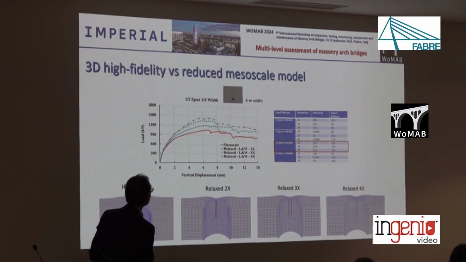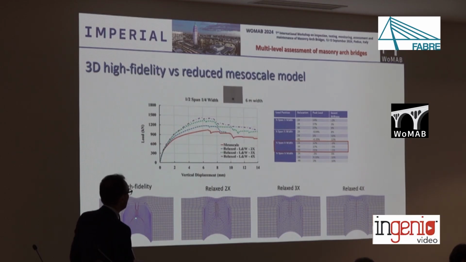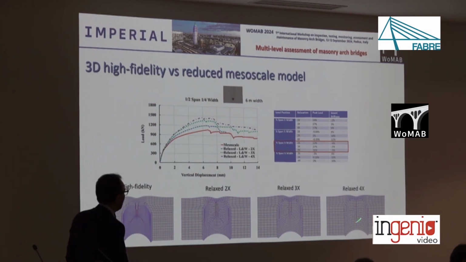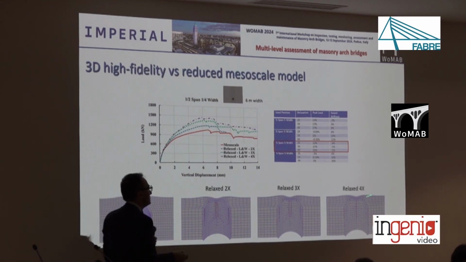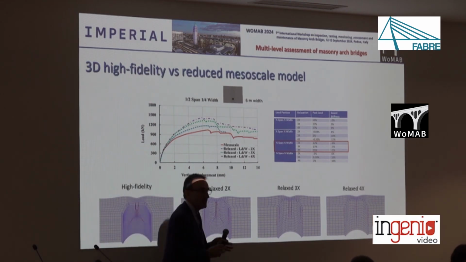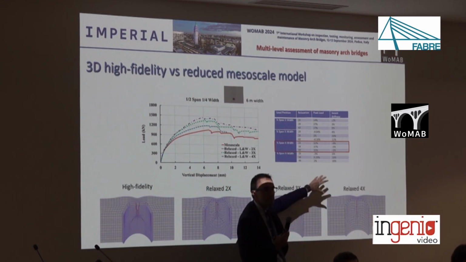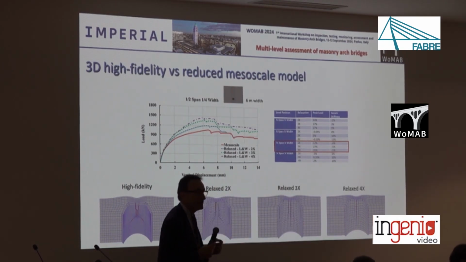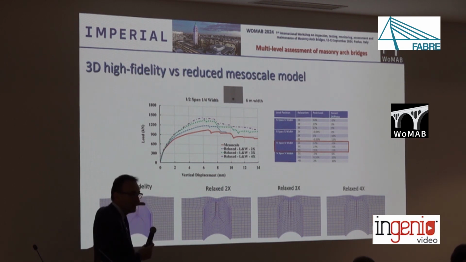On the other hand, moving the load position, we get a not so accurate prediction, especially when we move to relaxation 3 or relaxation 4, where again the prediction of the cracking is not accurate. Again, I'm not saying we cannot use a relaxed model. I'm saying when we use a relaxed model, we need to take into account some safety margin, because these relaxed models cannot achieve the same accuracy or detail as the mesoscale model.